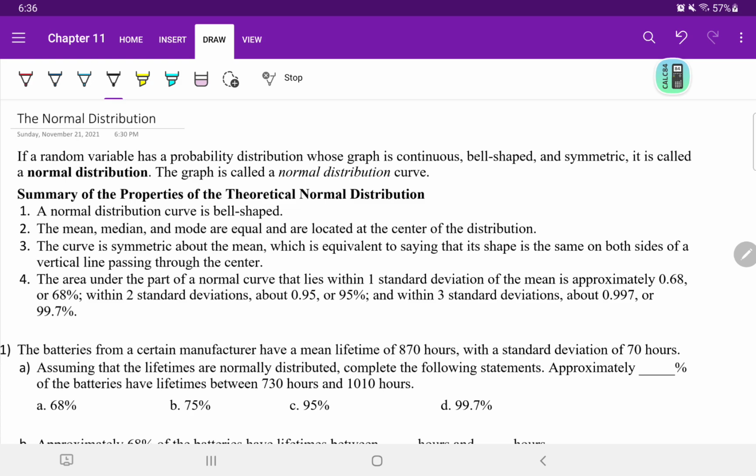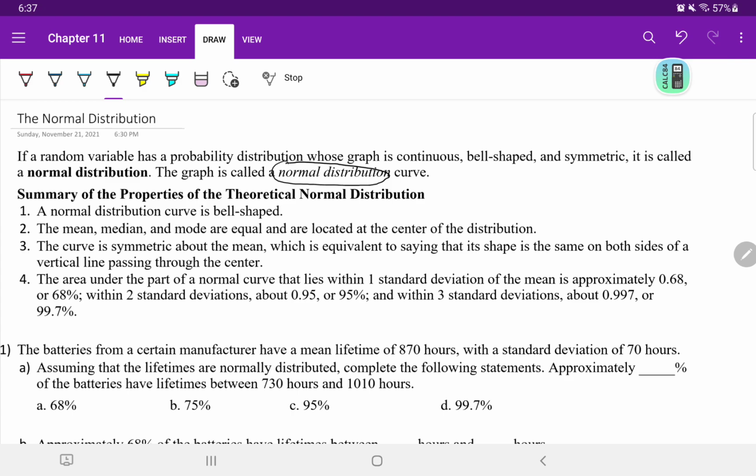Now, if a random variable has a probability distribution whose graph is continuous, bell-shaped, and symmetric, it is called a normal distribution. This graph is called a normal distribution curve. You will be using normal distribution when either you see the word normal distribution, standard normal distribution, or identify what we call a z-score. Here are some properties that you need to know about the normal distribution.